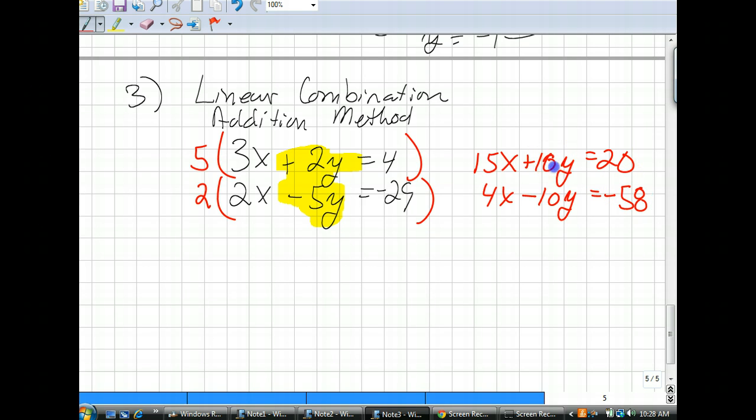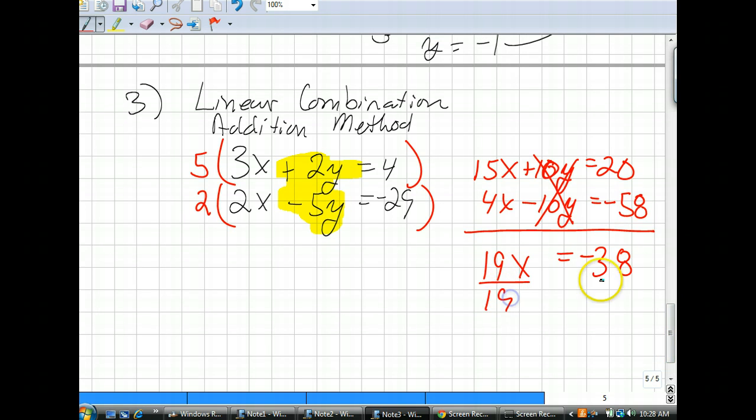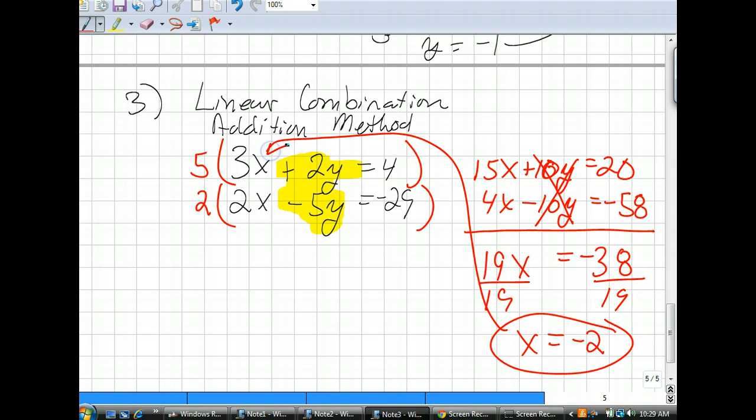Now notice if I add these two equations together, I get 19x. The y's add up to 0, so they disappear, equals -38. Then if I divide by 19, I get x equals -2. Now where do I get the y? So now I take this -2 and I go back to either one of the equations, it doesn't matter which one, and plug the -2 in.